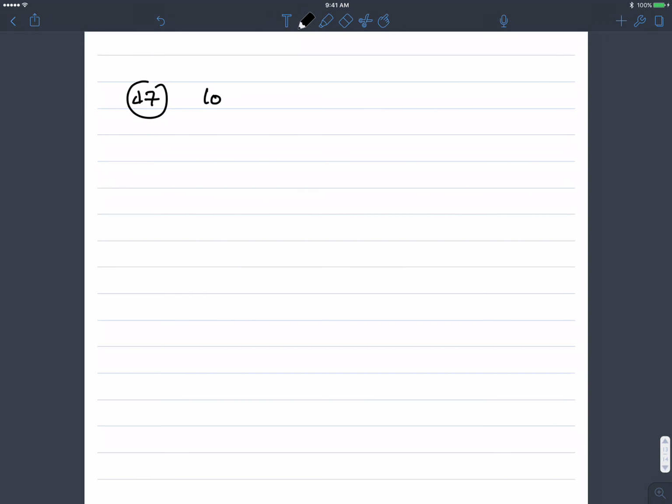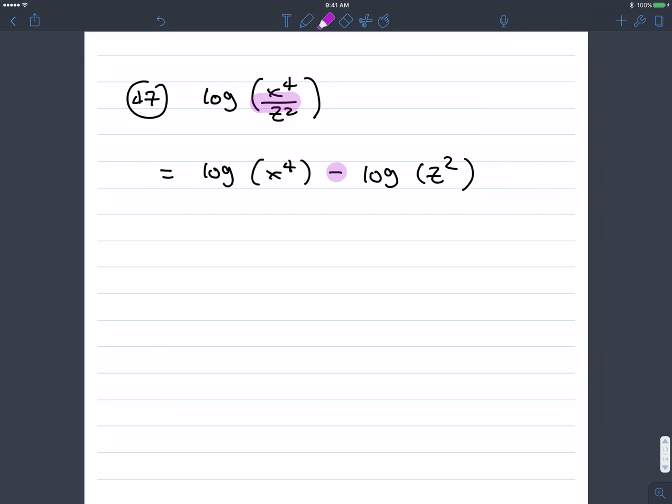47. Log of x to the 4th over z squared. And again, it's writing this as a sum or difference of logs. Only this time you notice you have a quotient, so you get to use the quotient rule. The quotient rule says you can write any quotient as a difference. So that's why you see this quotient written as a difference now.